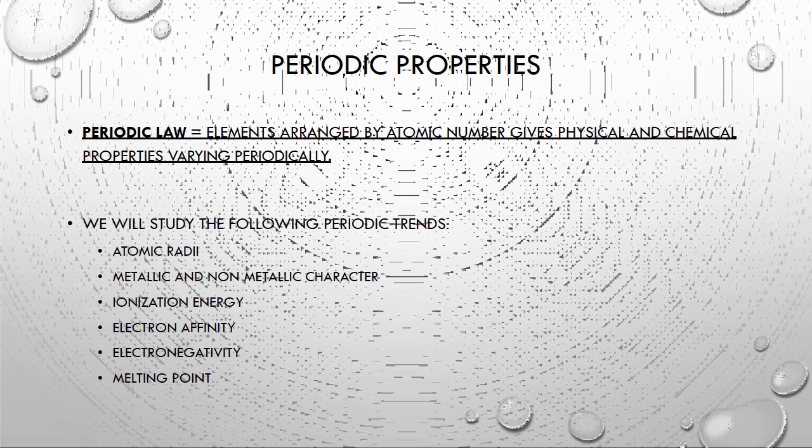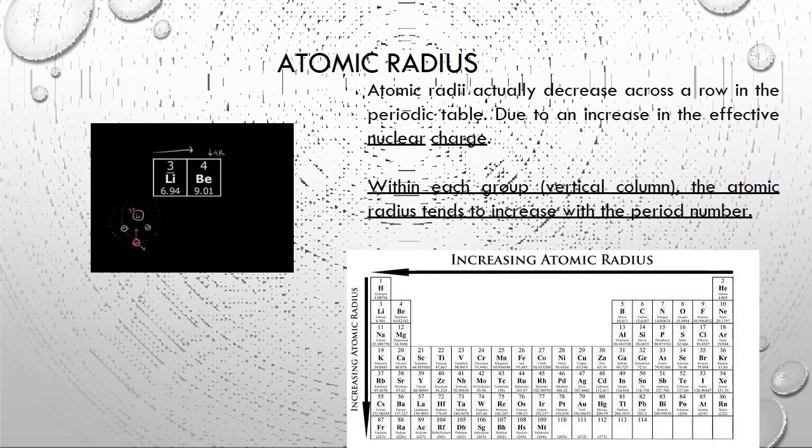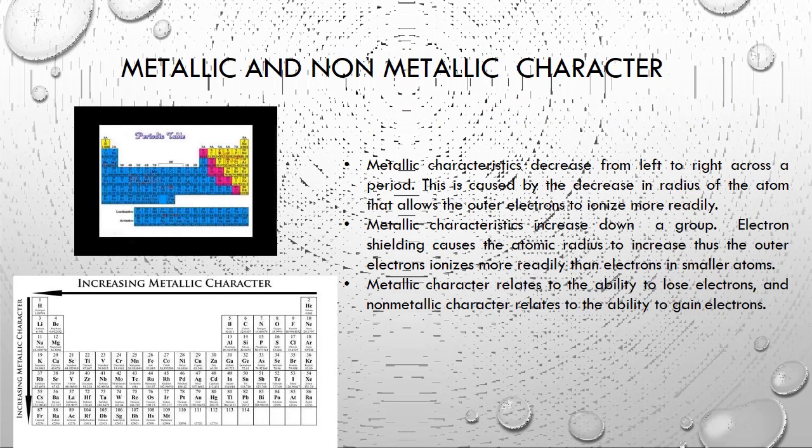Atomic radii. Atomic radii actually decrease across a row in the periodic table due to an increase in the effective nuclear charge. Within each group, the atomic radii tend to increase with the period number. It decreases from left to right and increases from top to bottom.